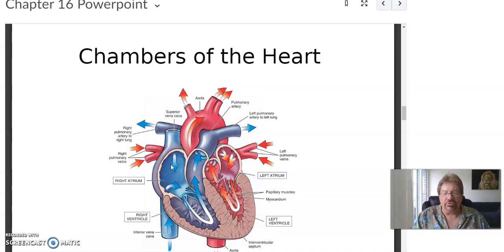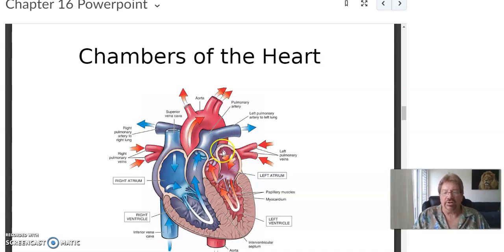When the right atrium pumps, contracts, it forces blood down through a valve into the right ventricle. When the right ventricle pumps, blood goes out the pulmonary trunk to the right and left lungs on its journey to get oxygenated. When it comes back from the lungs, it enters through the right and left pulmonary veins into the left atrium.